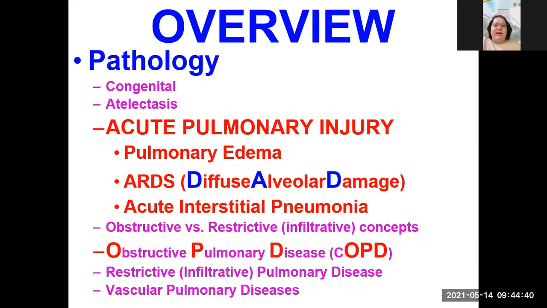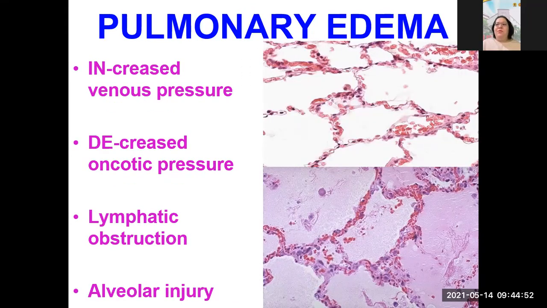So we're now going to acute pulmonary injury. Here we will be discussing pulmonary edema, ARDS, and acute interstitial pneumonia. So let's look at pulmonary edema. With pulmonary edema, of course, you are dealing with increased fluid within the lung because this is usually caused by increased venous pressure and decreased oncotic pressure. So increased venous pressure, there will be more fluid going in. The decreased oncotic pressure means that there is intracellular fluid that is going out. And then you may have lymphatic obstruction and, of course, alveolar injury. These may all cause pulmonary edema. And, of course, you may develop pulmonary edema as a sequela or as a complication of other diseases as well.